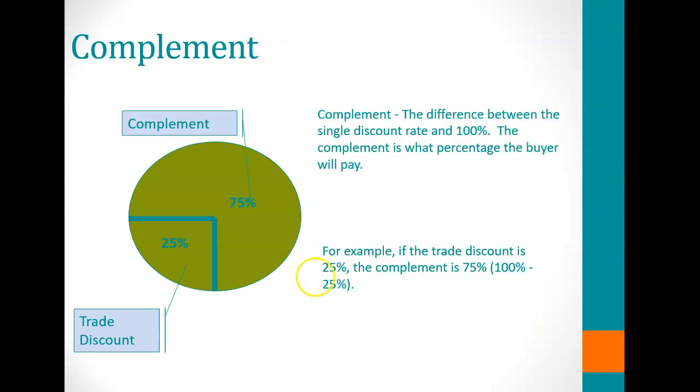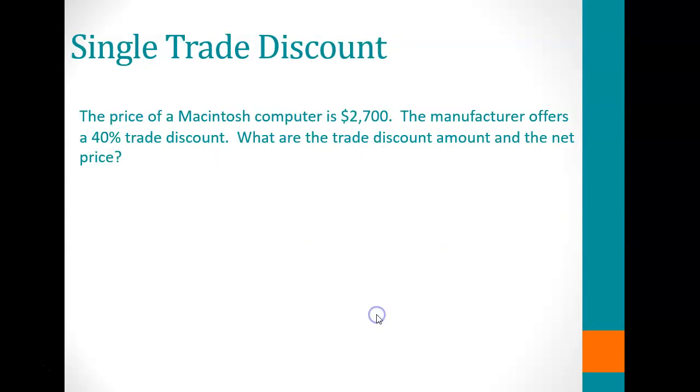When we talk about trade discounts, we look at the trade discount, which will be given, and the remaining amount is known as the complement. The complement is the remaining percentage after the trade discount. For example, if the trade discount is 25%, then the complement would be, you got it, 75%, because the complement is 100% minus the trade discount, or 75%.